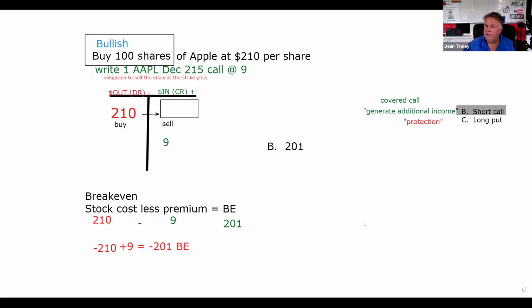Now, here's what we mean by a partial hedge. Your maximum loss, you don't do this because of that partial hedge. If Apple goes to 0, you're still going to be unhappy.